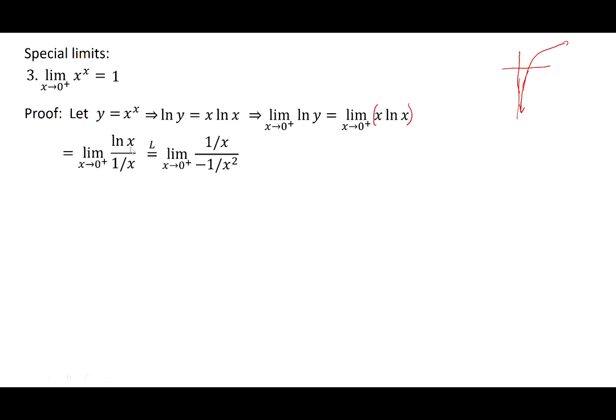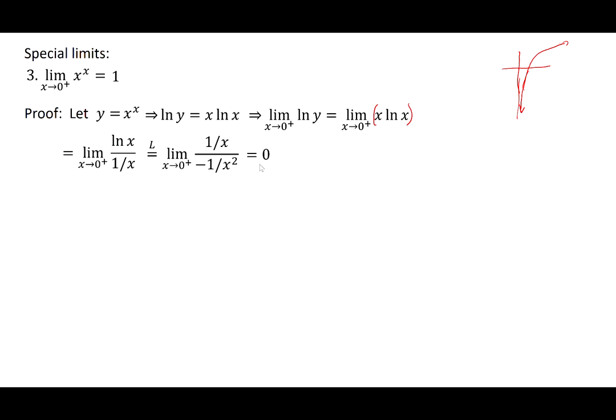The derivative of natural log of x is 1 over x. The derivative of 1 over x is negative 1 over x squared. And so this reduces to the limit as x approaches 0 plus of negative x, which is just 0. Okay, do you agree? If you simplify the fraction, you end up getting negative x. What is the limit of negative x as x approaches 0 from the right? 0.